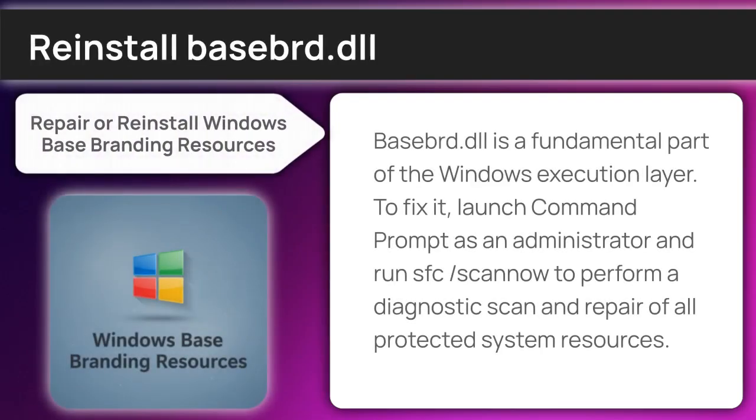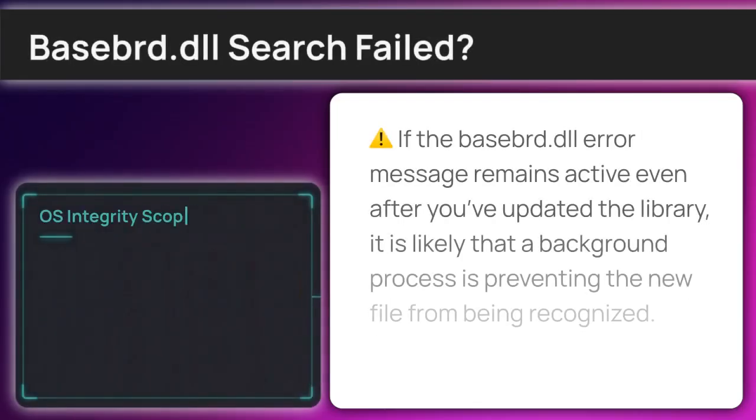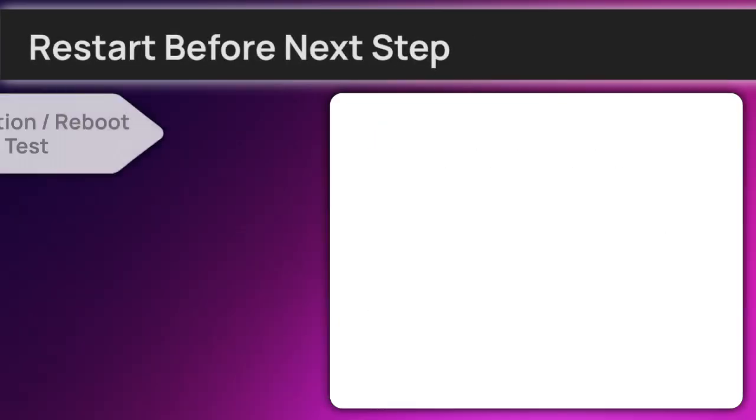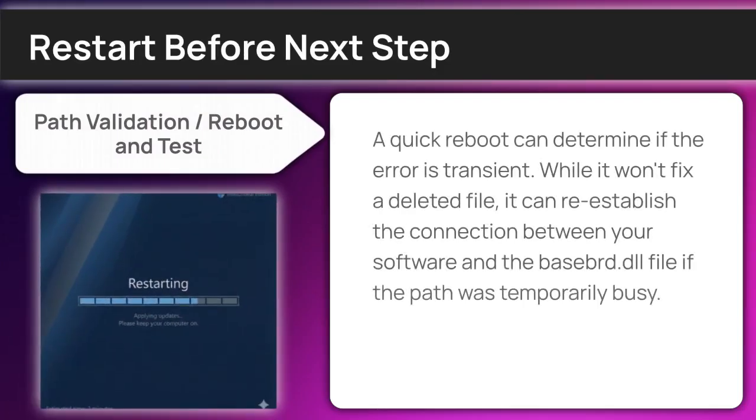To fix it, launch command prompt as an administrator and run sfc /scannow to perform a diagnostic scan and repair of all protected system resources. Should the file remain missing after a reinstall, we need to ensure that the operating system is forced to re-index its shared library paths. A simple restart can resolve file-in-use errors that mimic a missing Basebrd library message. It's a low-effort step that ensures your operating system starts with a clean execution stack.